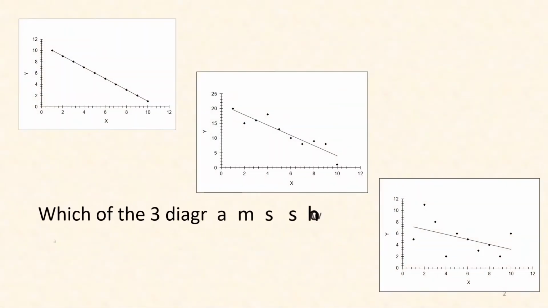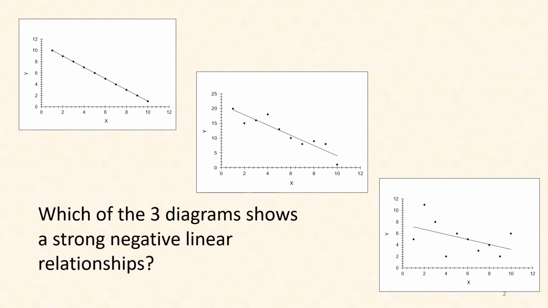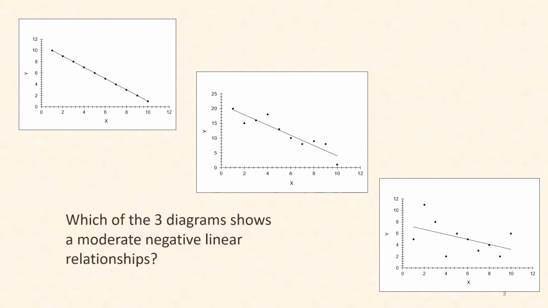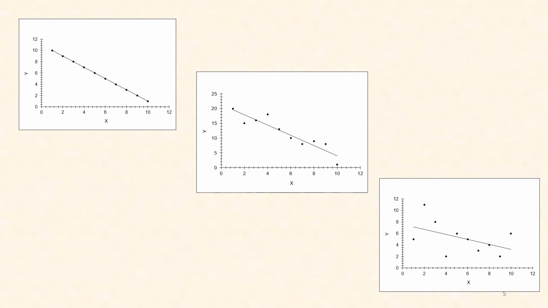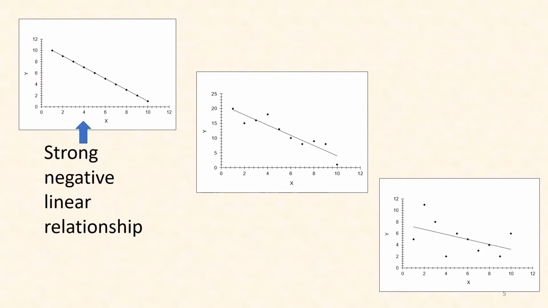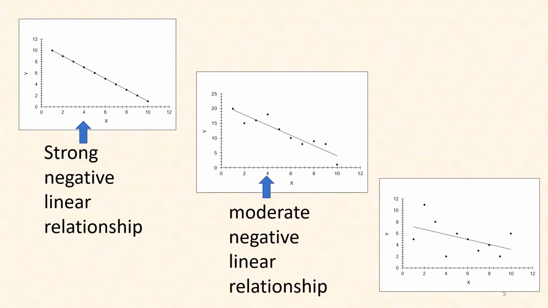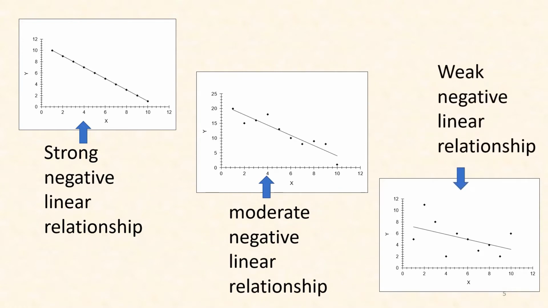Look at the three scatter plot diagrams with the regression line drawn on it. The scale used for the diagrams is the same. Which of the three diagrams shows a strong negative linear relationship, a moderate negative linear relationship, and a weak negative linear relationship? If your answer is as follows: strong negative linear relationship, moderate negative linear relationship, weak negative linear relationship, then you are right.